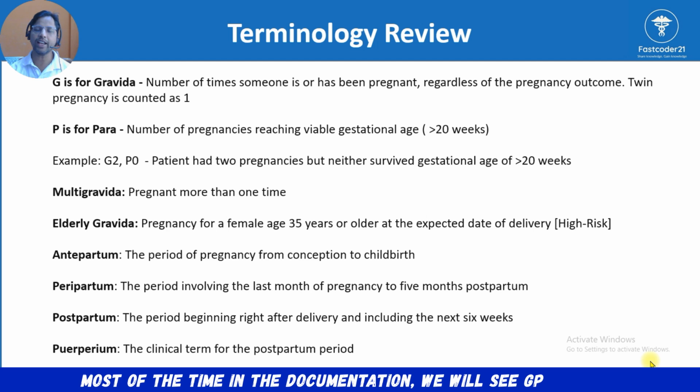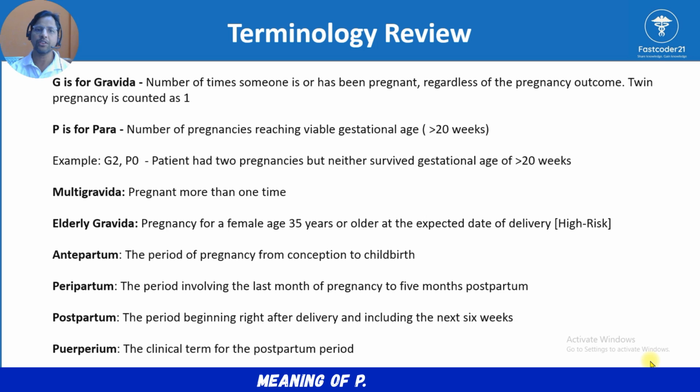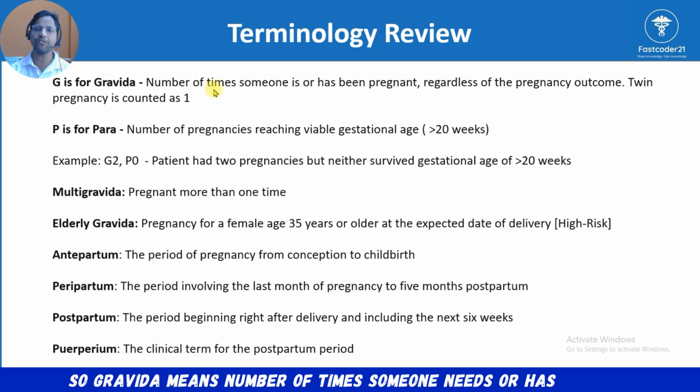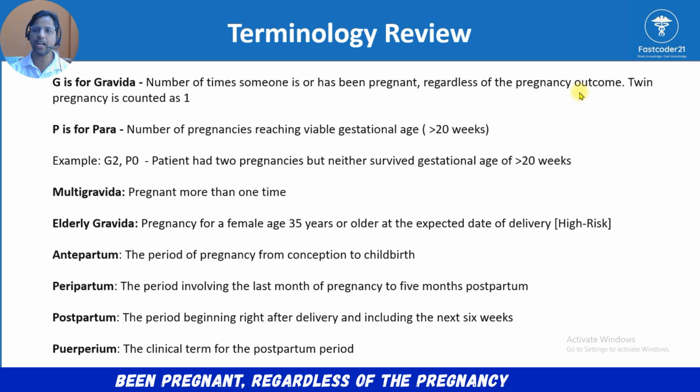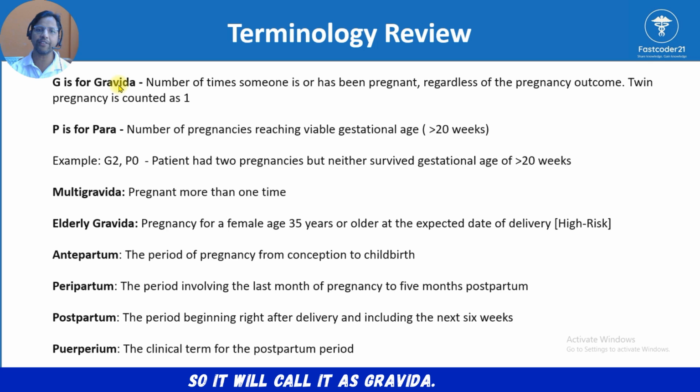Most of the time in the documentation we will see G and P, like G2 P0, but most coders don't know the meaning of G and P. So G is for gravida. Gravida means the number of times someone is or has been pregnant regardless of the pregnancy outcome. Teen pregnancy is counted as 1. So basically G means how many times the patient is pregnant, irrespective of whether the patient has delivered or not. So we call it gravida.